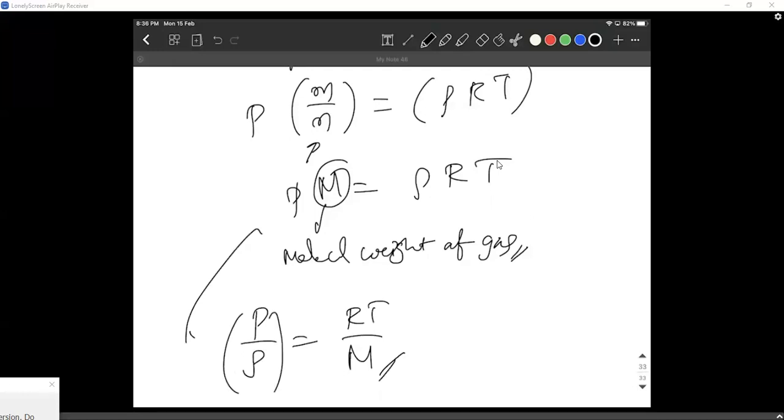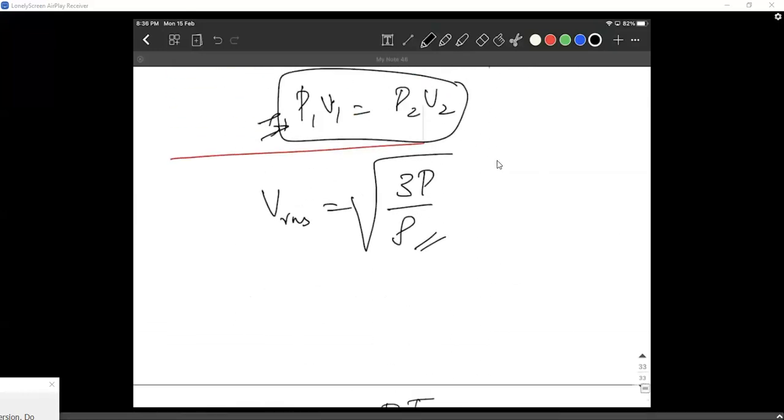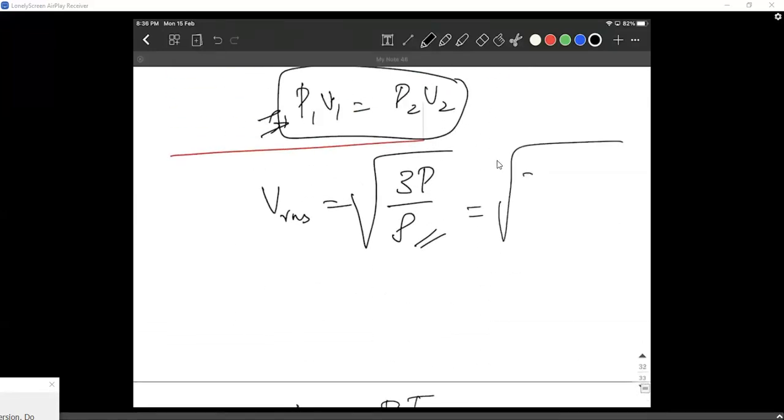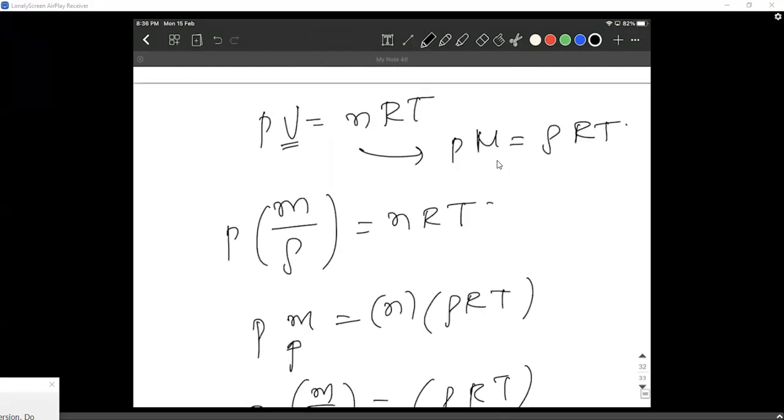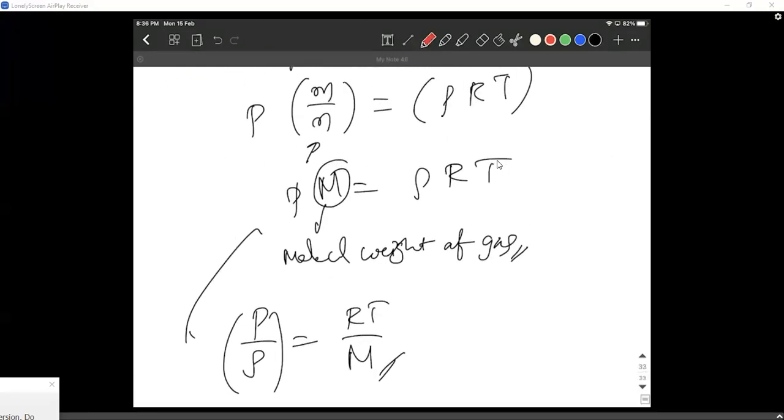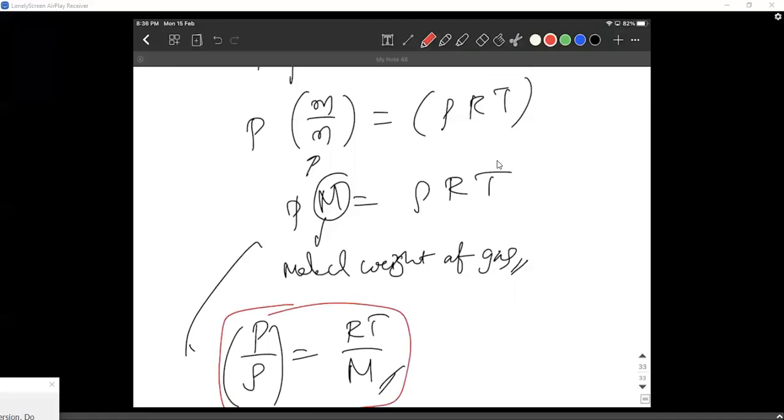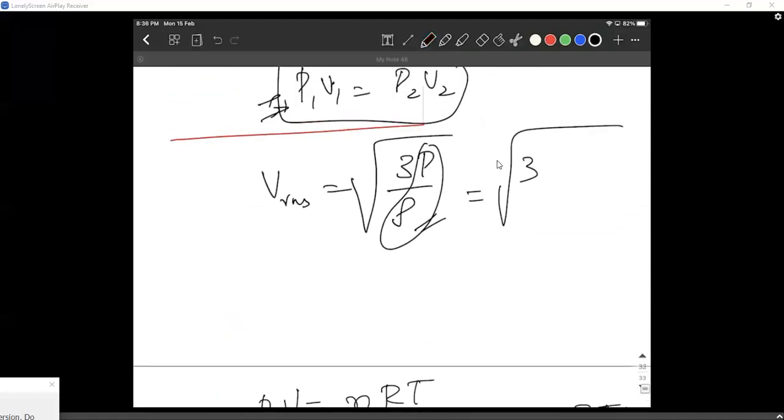So I use this P by rho in the beginning equation. Root over 3 into, in the place of P by rho, I'm going to use RT by M. So VRMS equals root over 3RT by M.